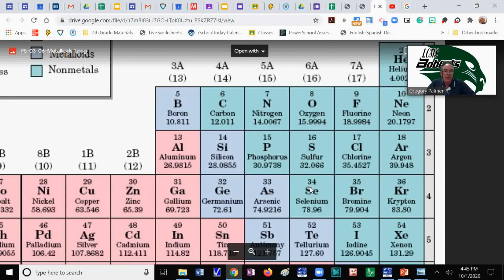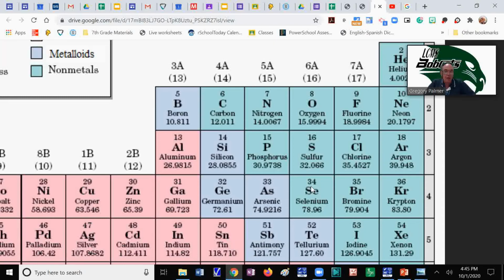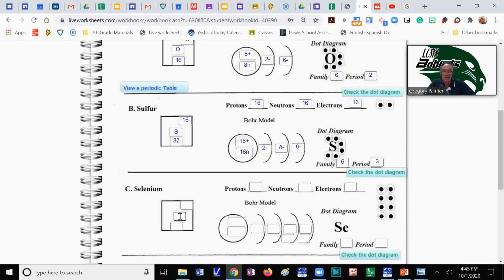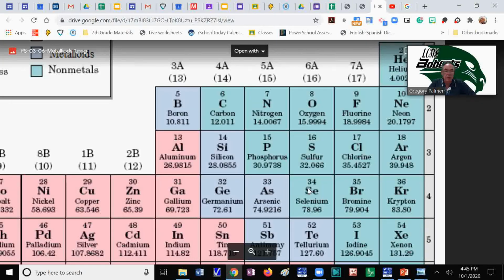Okay, so it has an atomic number 34. And this is 78.9, so we're going to round that to 79. And the symbol is Se. Here the symbol is Se. And if you forget, you can just look back here again. Selenium is 34 and 79.